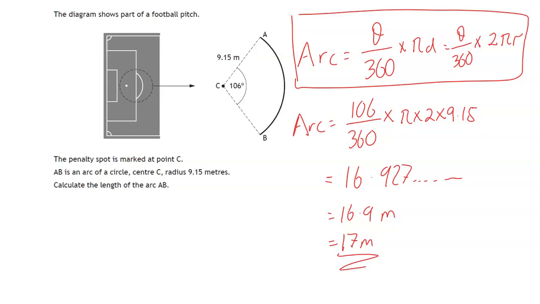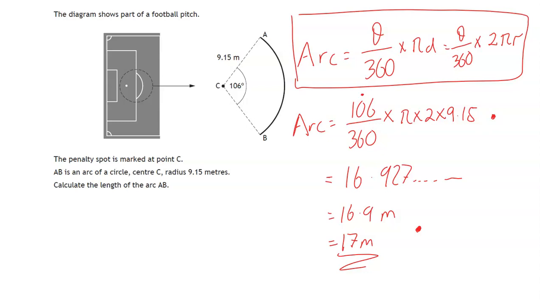So this question here, 3 marks. You get 1 mark for doing your 106 over 360, so identifying the fraction of the full arc that you need. Second mark is for the full calculation step, so i.e. 106 over 360 times pi times 2 times 9.15. Then your third mark is for your final answer. Now again, it'll accept 16.9, it'll accept 17 for this case here. You'll be fine like that.